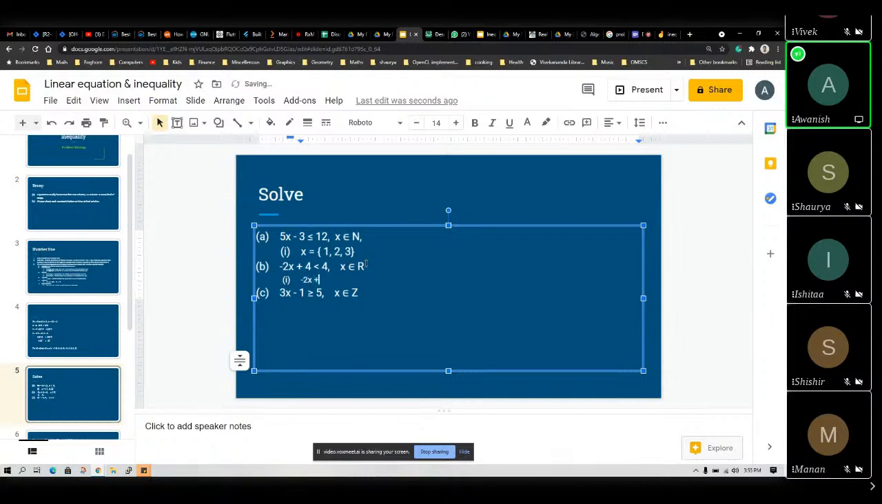So we had 2x plus 4 less than 4, right? If we subtract 4 from both sides, we can remove this part, correct? And this also becomes 0 on this side. So 2x less than 0, we divide by minus 2 on both sides. What will it become? Divide by 2.